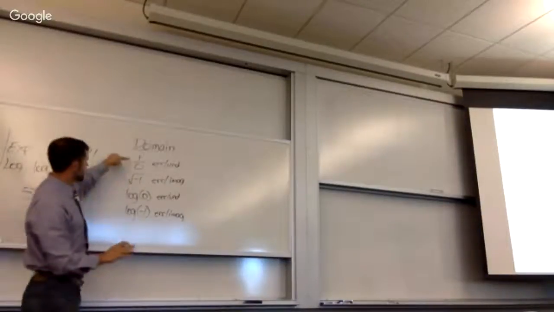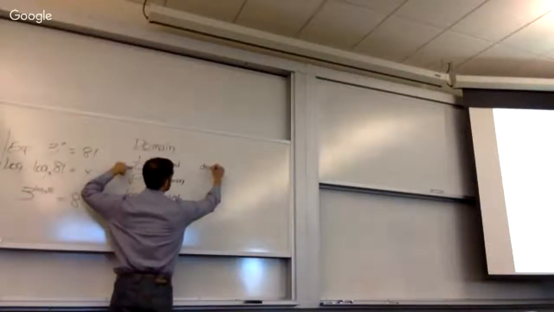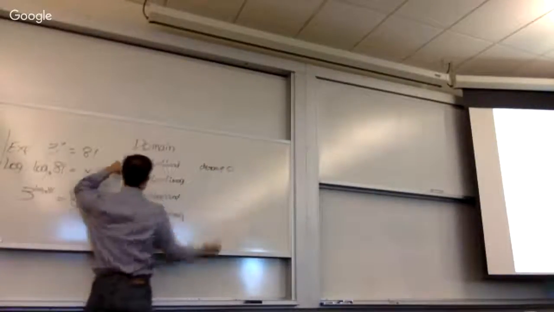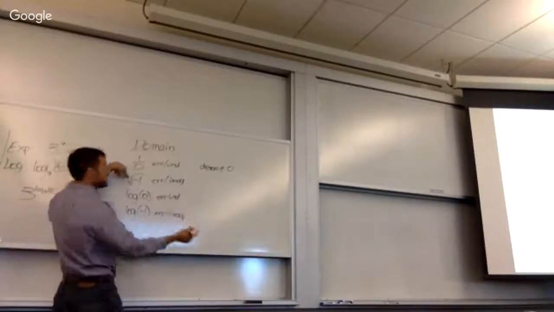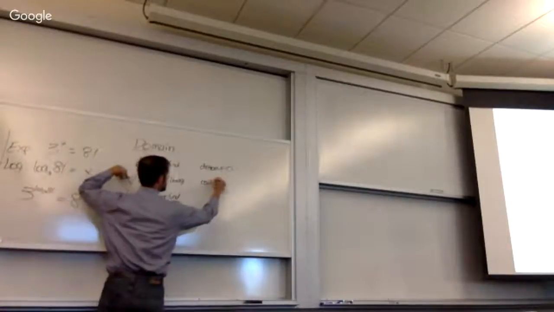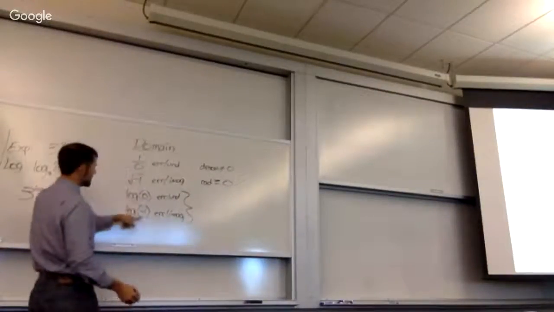So what is our test then? Here your denominator can't equal 0. So that's one test. Here you can't square root a negative, which means you can square root 0 or positive. So we say radicand has to be greater than or equal to 0. And then here, you can't log 0, you can't log a negative.